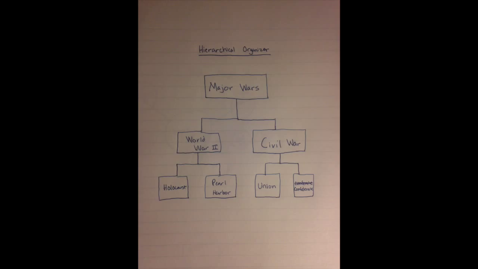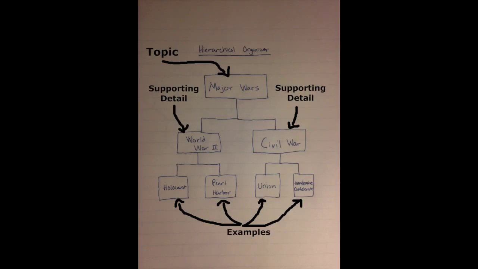The second model we will be looking at is known as the hierarchical model. It looks a little something like this. For this model, I will be using the same example as for the first one. When using the hierarchical model, the first step is to write down your topic at the top of the page and draw a box around it. This becomes the top spot in the model in which all the parts are connected to.